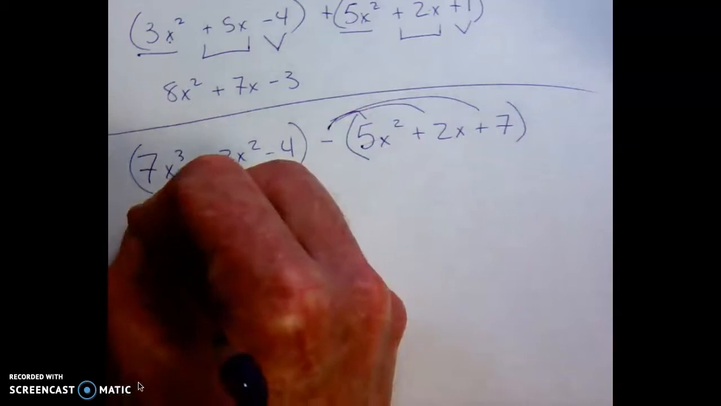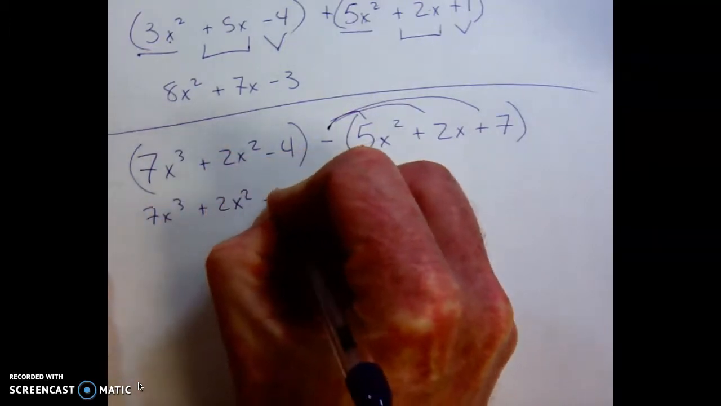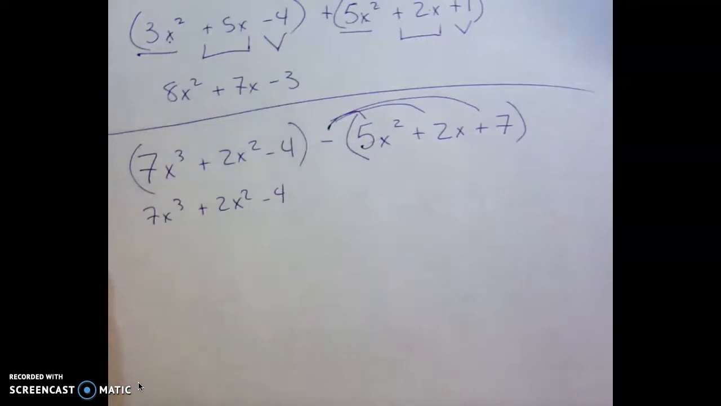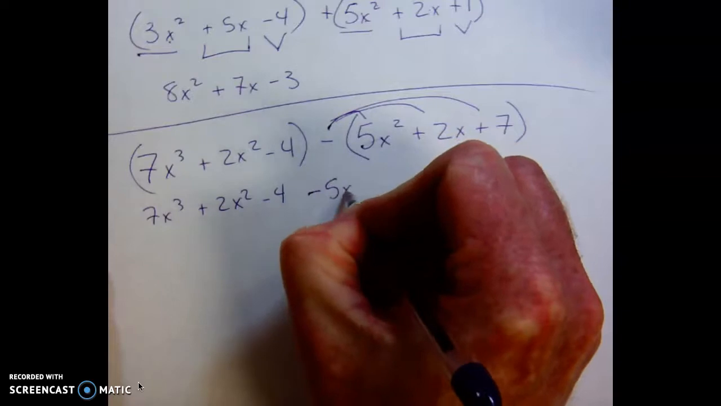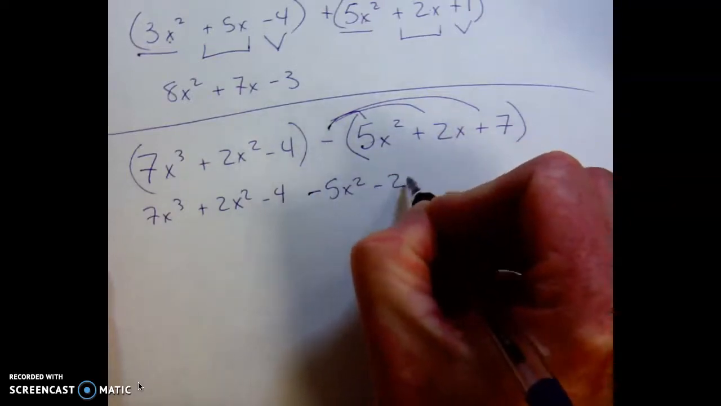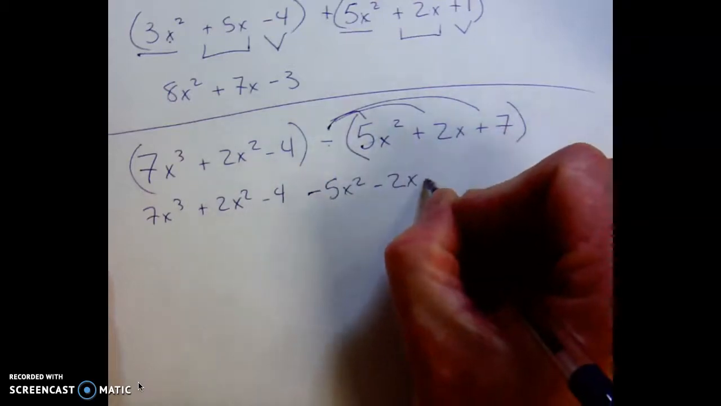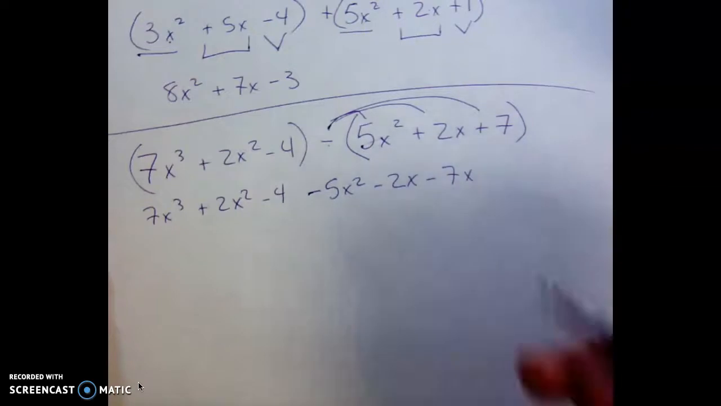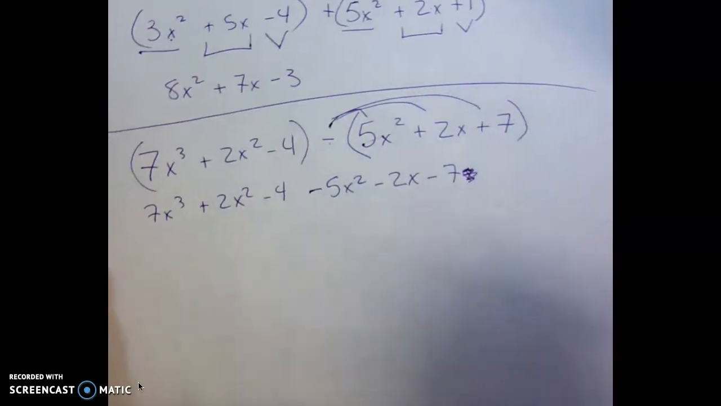Okay, so we have 7x cubed plus 2x squared minus 4. Just copy the first one down. Minus 5x squared. Minus a positive 2x would be minus 2x. Minus a positive 7 would be minus 7. Oh, not 7x, just 7. What am I doing? Okay, now we're going to combine like terms.